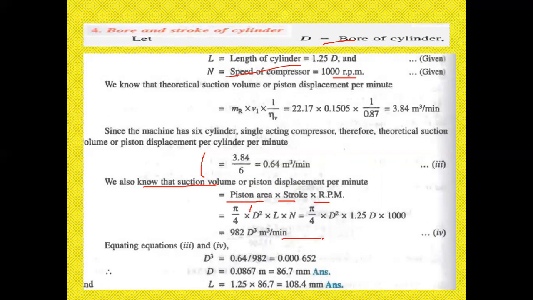Therefore, applying equations 3 and 4, d cube is equal to 0.64 divided by 982. After simplifying, we got d equal to 86 mm. Therefore, L is equal to 1.25 times d, about 108 mm. So this is the length and this is the diameter of the cylinder. Hope you understood.